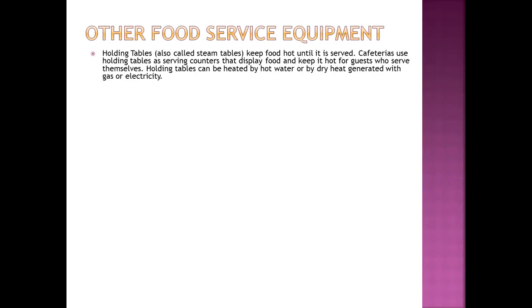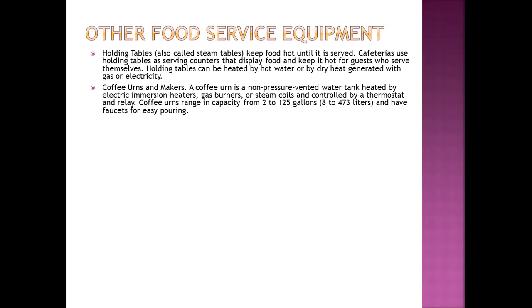For the food service industry, we also have some other food service equipment. So we have the holding table. They are also called steam tables, and they keep the food hot until it is served. Cafeterias use holding tables as serving counters that display food and keep it hot for guests who serve themselves. Holding tables can be heated by hot water or by dry heat, generated with gas or electricity.